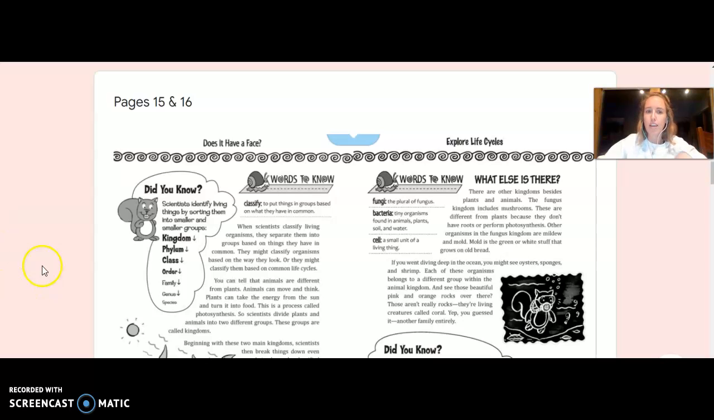To classify, this is under our words to know section, classify means to put things in groups based on what they have in common. For example, classifying your chocolates or your candy into groups of chocolate, lollipops, chewy candy, gum, whatever it is. When scientists classify living organisms, they separate them into groups based on things they have in common. They might classify organisms based on the way they look, or they might classify them based on common life cycles.